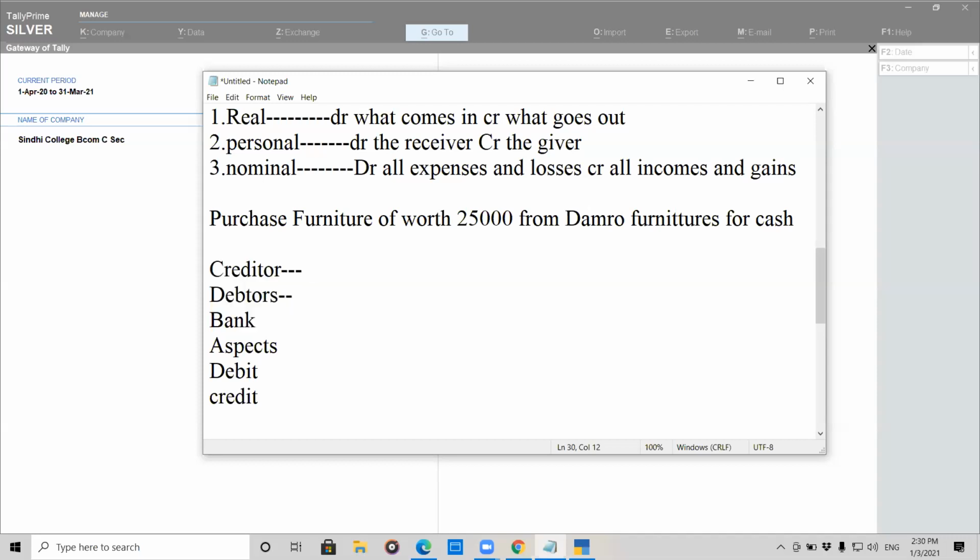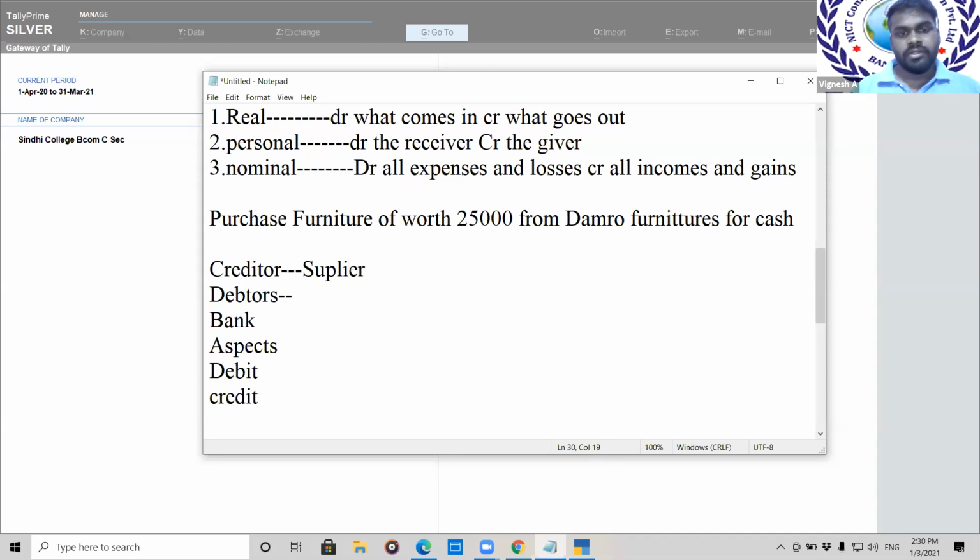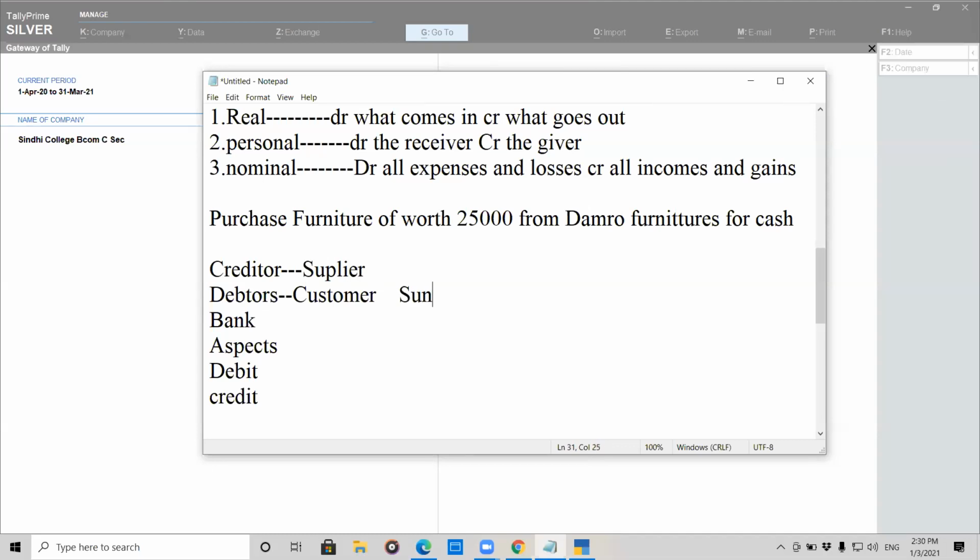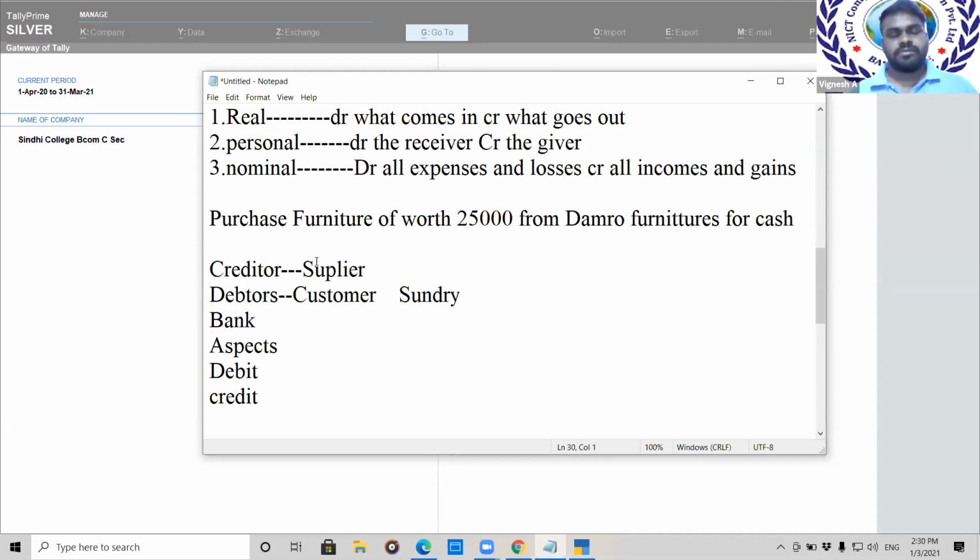Creditor is nothing but your suppliers, or anybody to whom you have to pay. When it comes to debtors, they are customers. Somebody asked me in the first class what I mean by sundry. Remember? I didn't mention sundry here. If I mention sundry, it is particularly for suppliers.